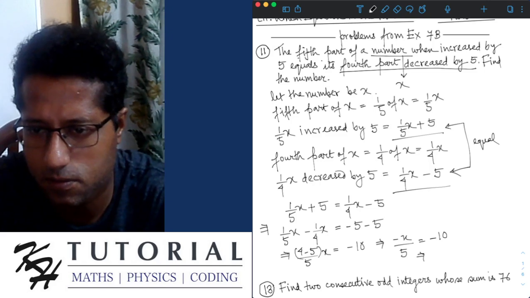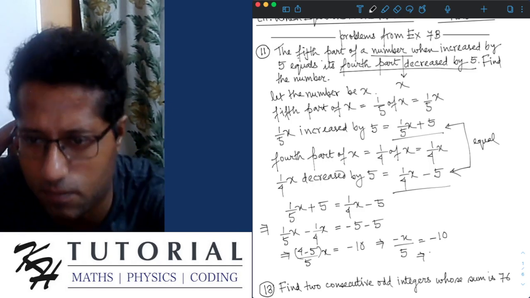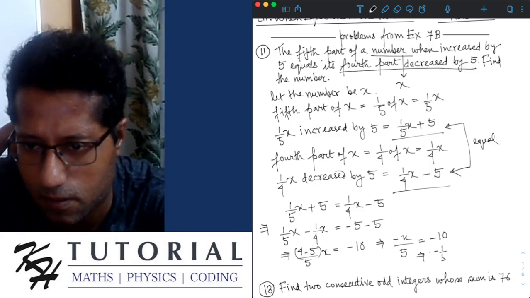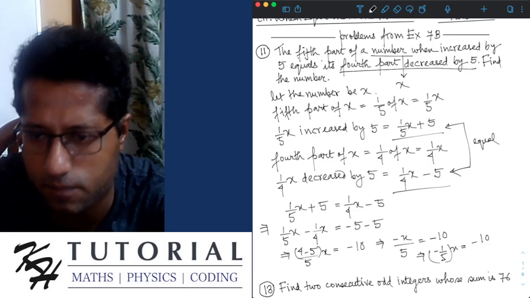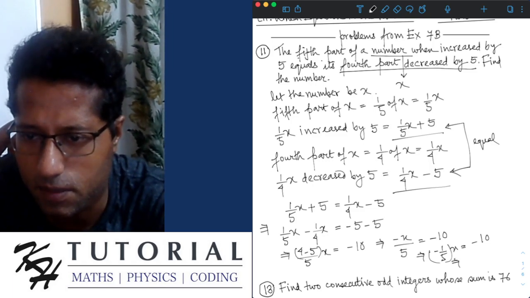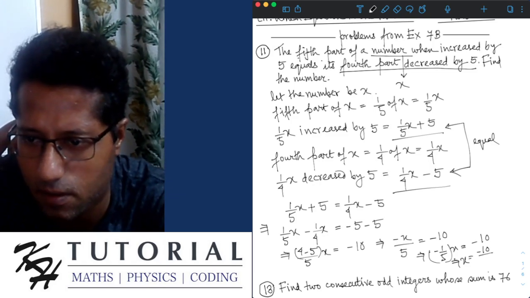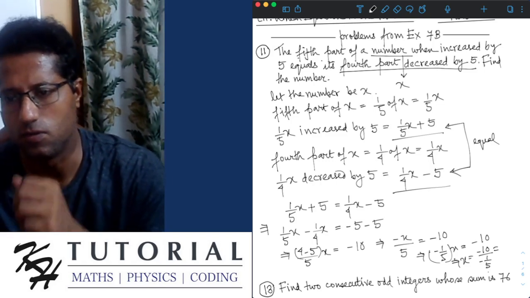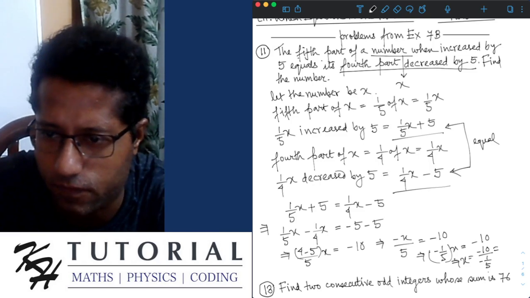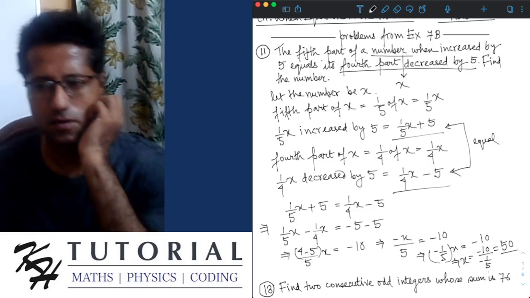Now what is minus x by 5 equals minus 10? This is nothing but minus 1 by 5 into x equals minus 10, and this implies x equals minus 10 divided by minus 1 by 5. Minus minus cancels, so this equals 50. So the number is 50.